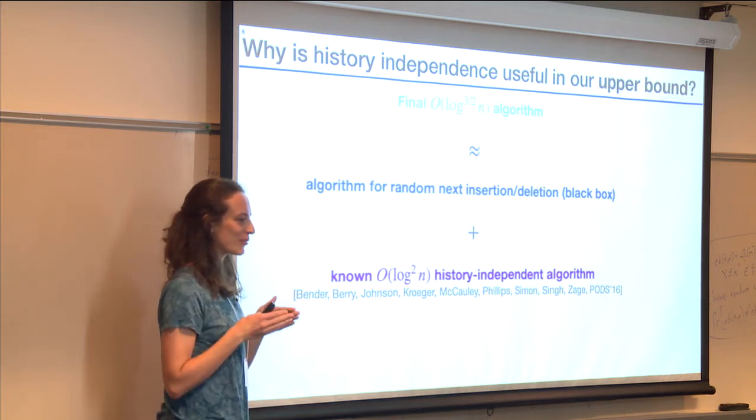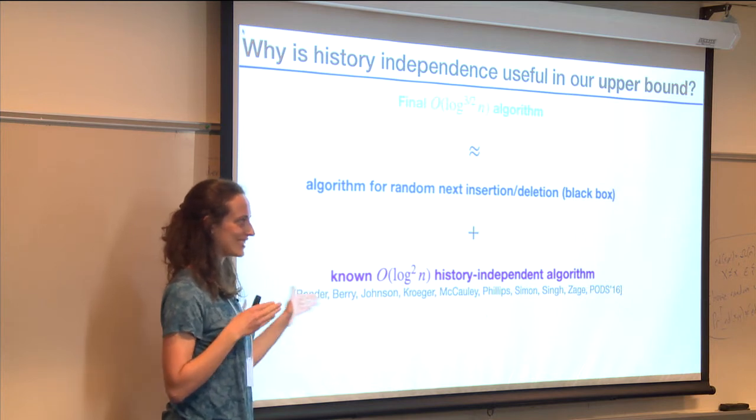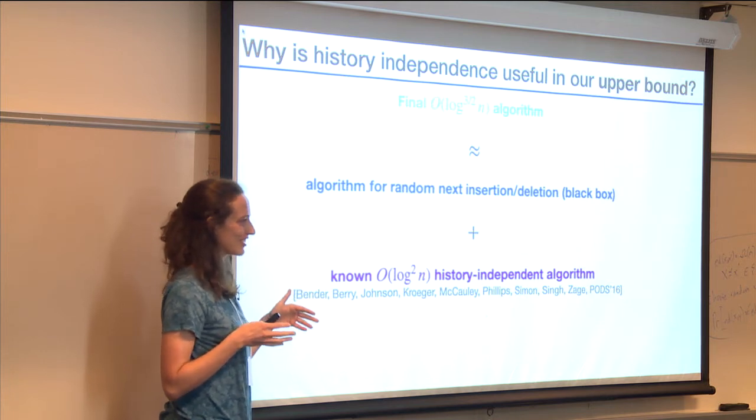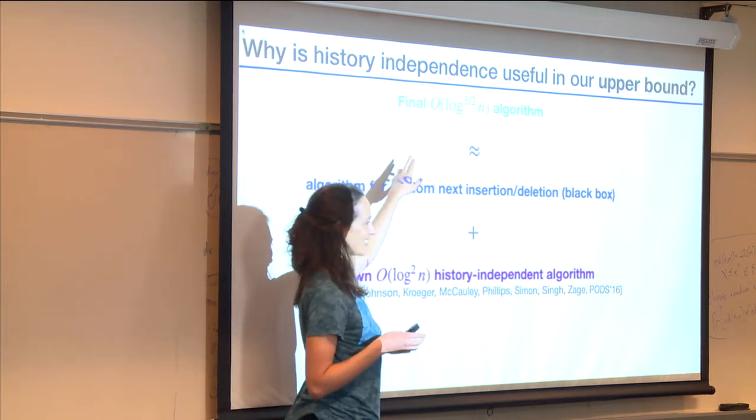So if I start at the origin and I do a random walk for t steps, then I'm probably going to end up about square root t from the origin, and that's where the square root log n factor comes from.